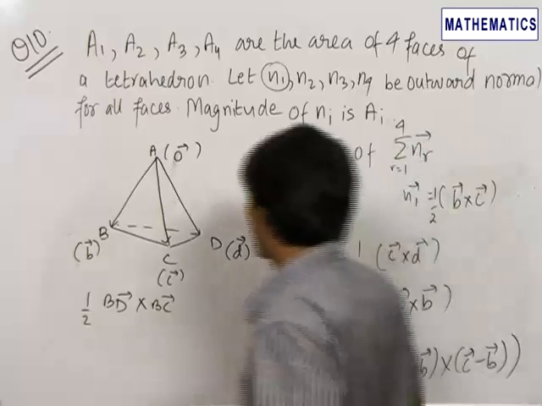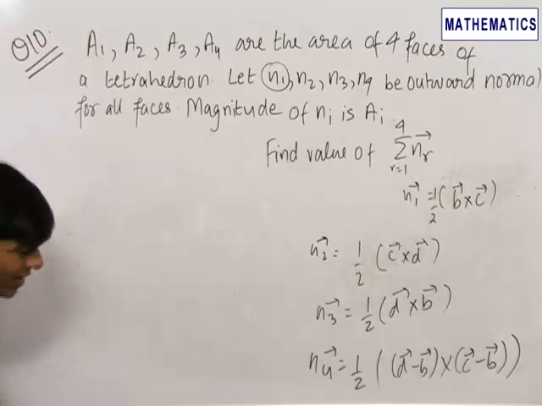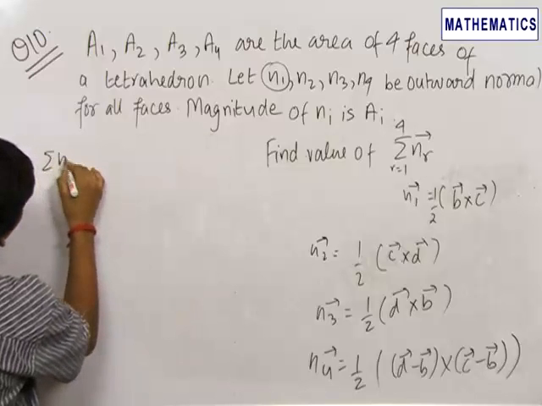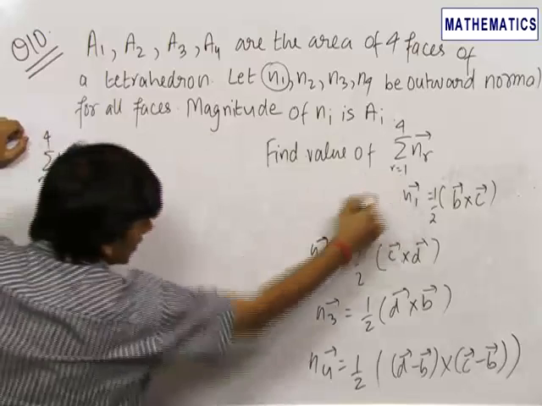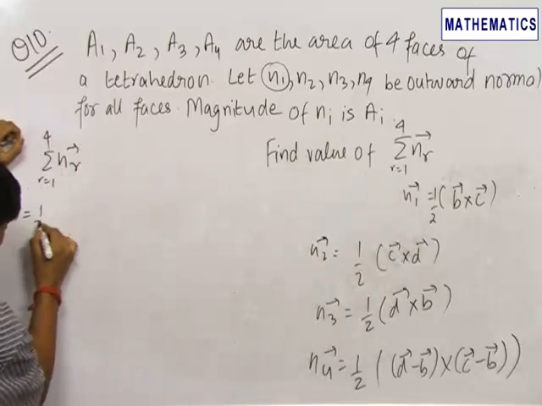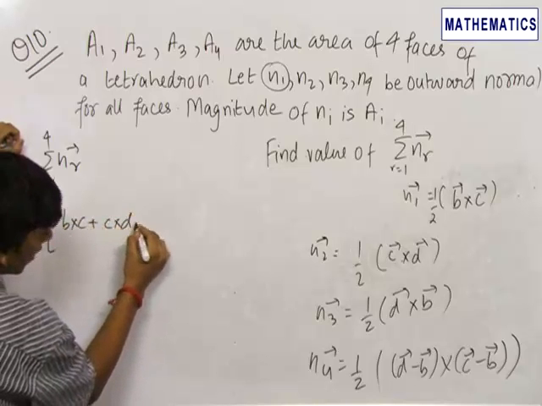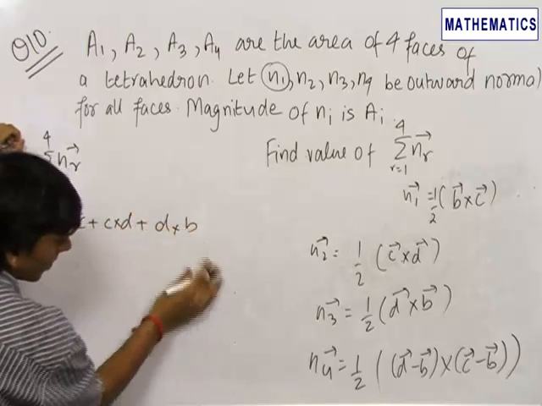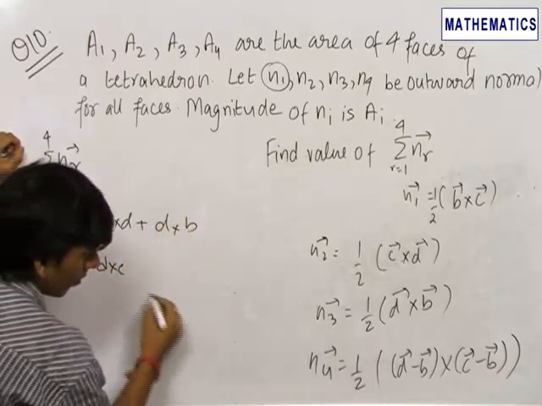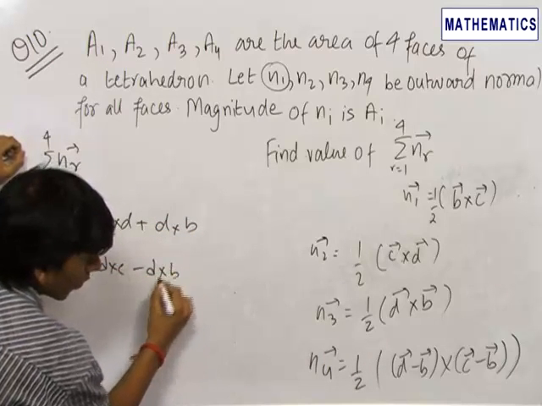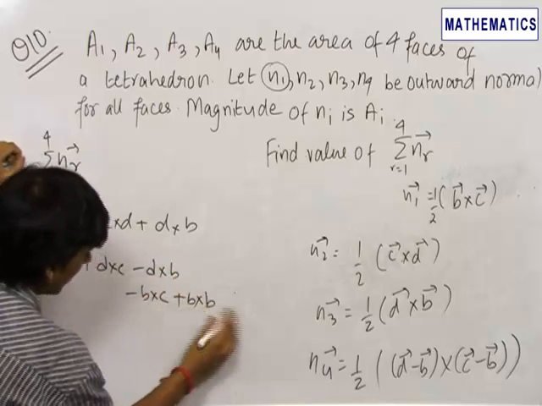Now we need to find out the summation of these four vectors. Let us add them all up. Therefore summation N_r, r equal to 1 to 4, will be equal to summation of these four vectors, which can be written as, let us take half common, B cross C plus C cross D plus D cross B plus D cross C minus D cross B minus B cross C plus B cross B.